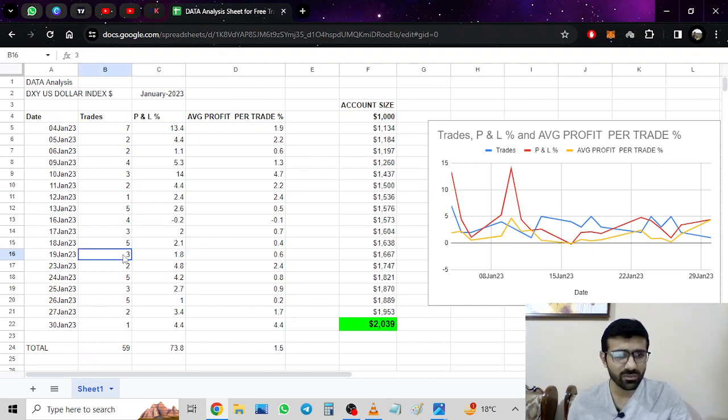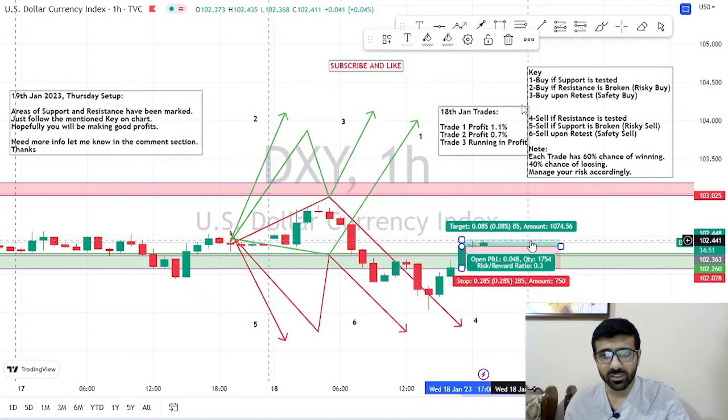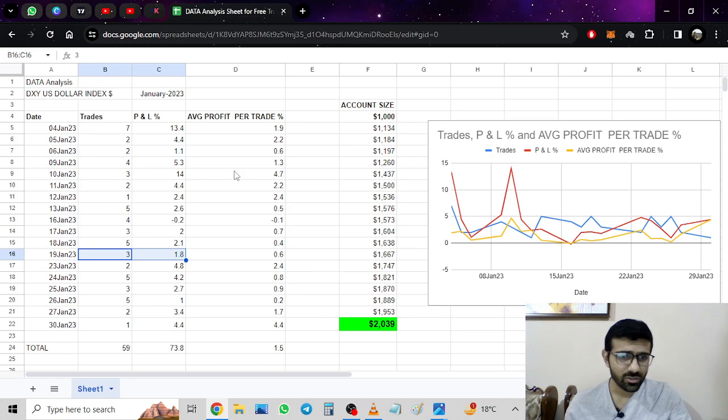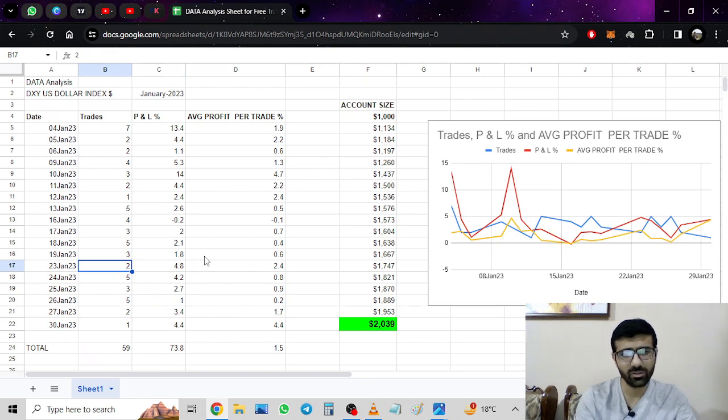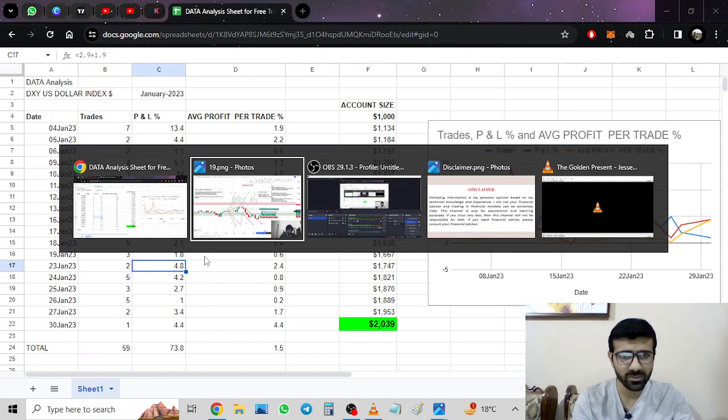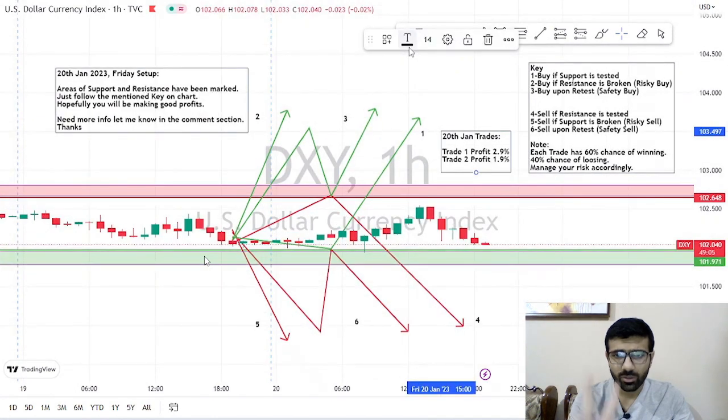Now on 19th of January, we took three trades. Okay, so we are taking three trades, 1.1, 0.7, and the third trade is running. Okay, so how do I write it? I write it first trade 1.1%, second trade 0.7, and the third trade, which is running, I do not consider any profit in it. I consider it as a 0. Okay, and then we move to the 23rd January. So we took two trades on 23rd of January. Two trades, 2.9% profit and 1.9% profit.